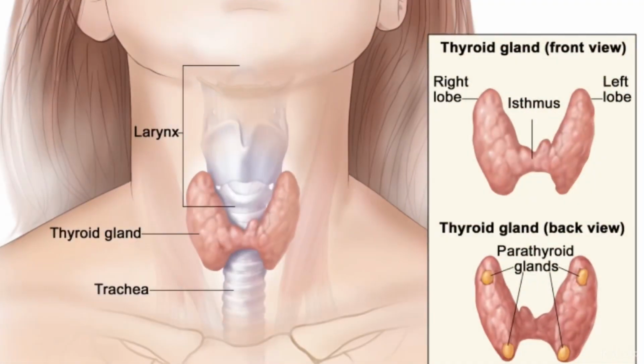So the thyroid gland is an endocrine gland which is located in the front of the neck, just below the larynx or the Adam's apple. This is commonly seen somewhere within this region. It is composed of two lobes, a right lobe and a left lobe, joined by a strip of tissue called an isthmus.